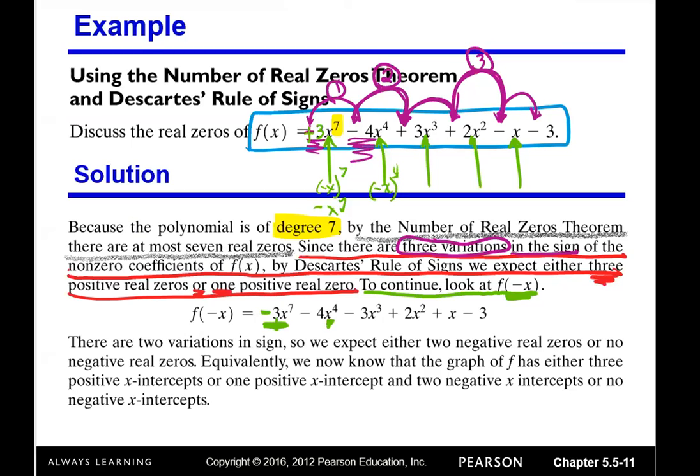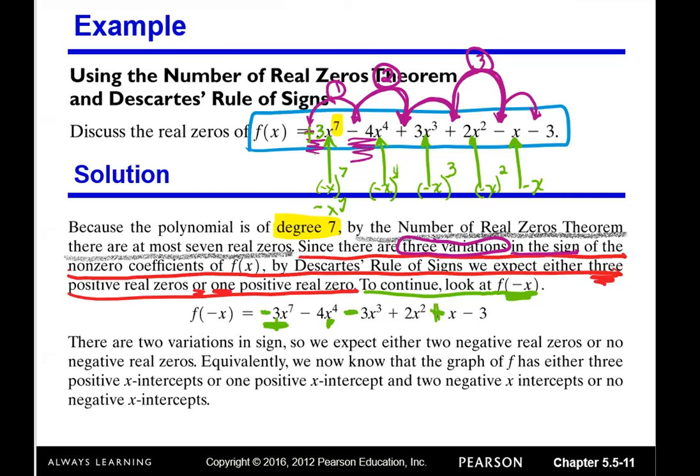This one becomes a negative. It was positive, it's now negative. This stays negative. The next one, when you plug a negative x in here and cube it, that's going to change it to a negative. When I stick a negative x here and square it, it's still a positive, doesn't change. When I stick a negative x here, it's a negative times a negative, it changes to a positive.